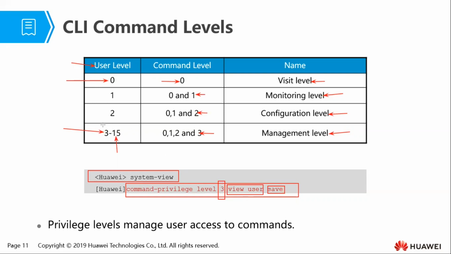So that means your user level must be between 3 and 15, because it is on this user level that you have all the command levels from 0 to 3. So in order for you to save any changes, you must be on the management level. That is what we are doing here. Again, this is a common question in the exam.